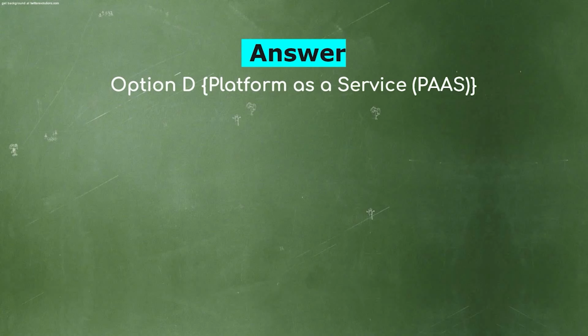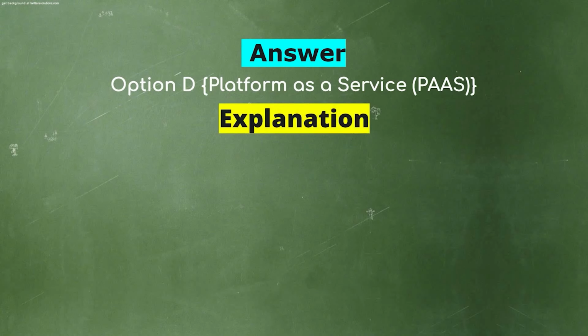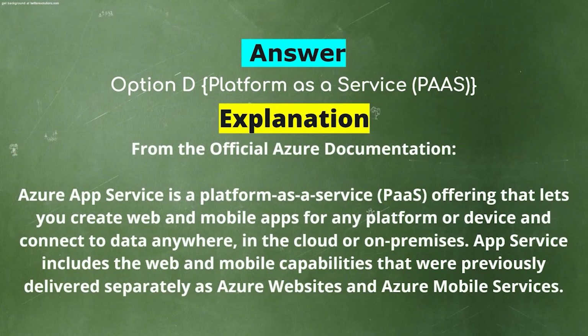Platform as a service. Explanation. From the official Azure documentation, Azure App Service is a platform as a service offering that lets you create web and mobile apps for any platform or device and connect to data anywhere in the cloud or on-premises. App Service includes the web and mobile capabilities that were previously delivered separately as Azure Websites and Azure Mobile Services.